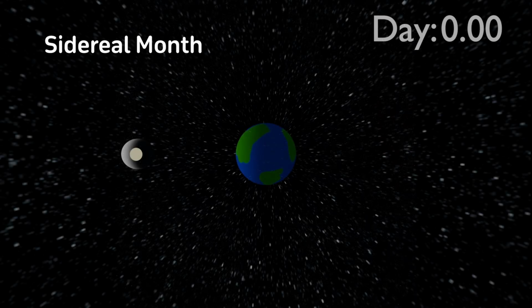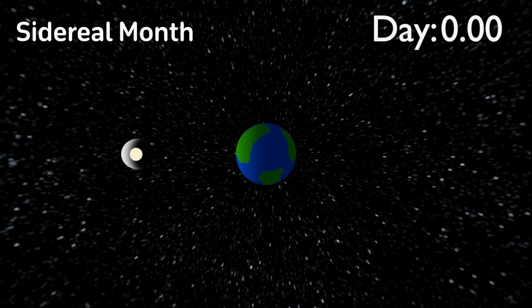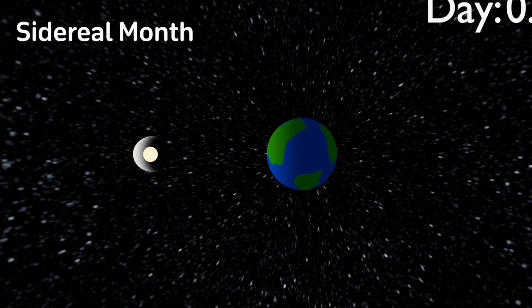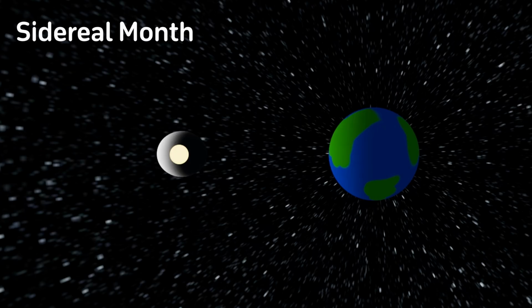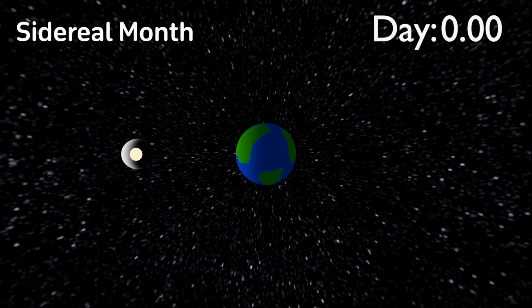Let us begin with the Sidereal month. To understand it clearly, we will use a visual reference. We mark the Moon's initial position relative to distant space and measure the time it takes for the Moon to return to the same position. Now, let us start the animation.